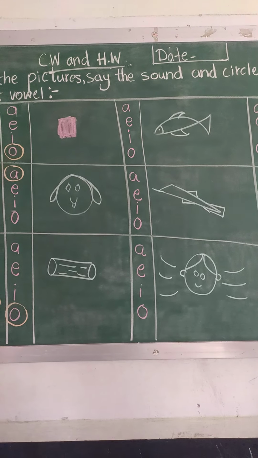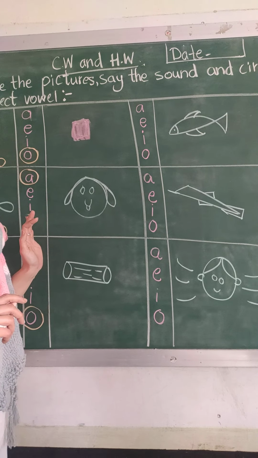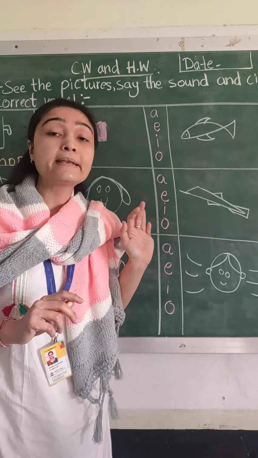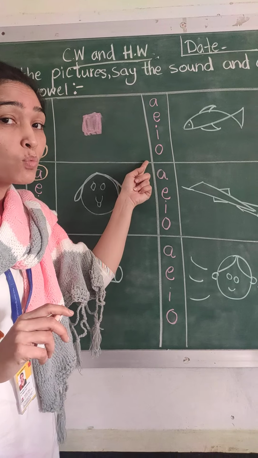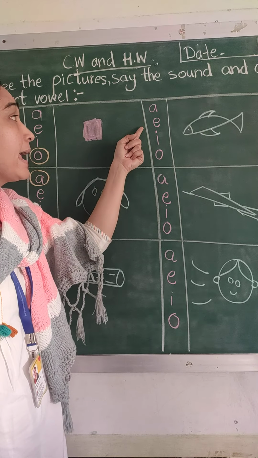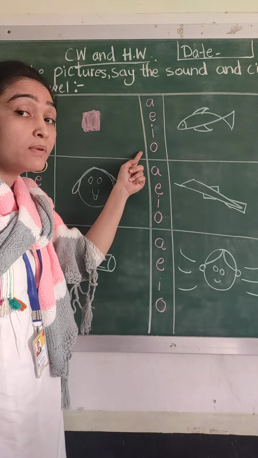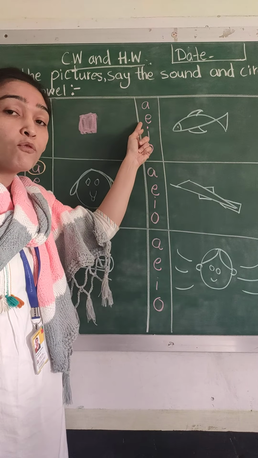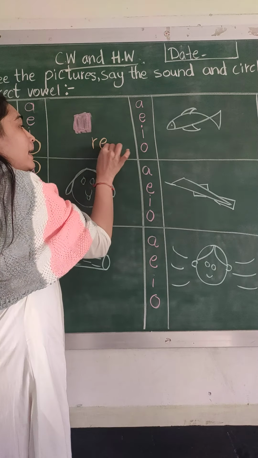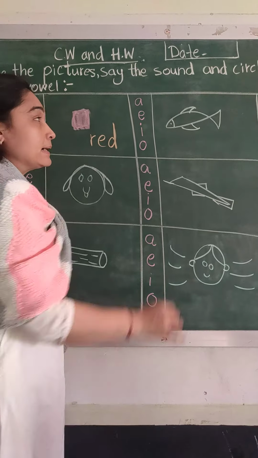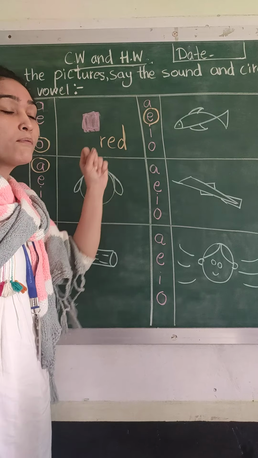Red, color red. Now when I say red, what do you hear when I say red? E is the sound of which vowel, children? A, e, I, o. Which letter? It is the sound of vowel E. Red, red. It is the sound of vowel E.